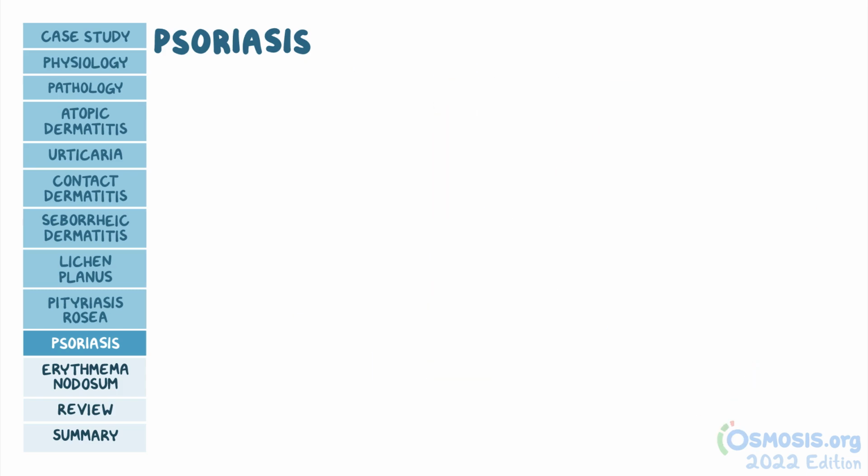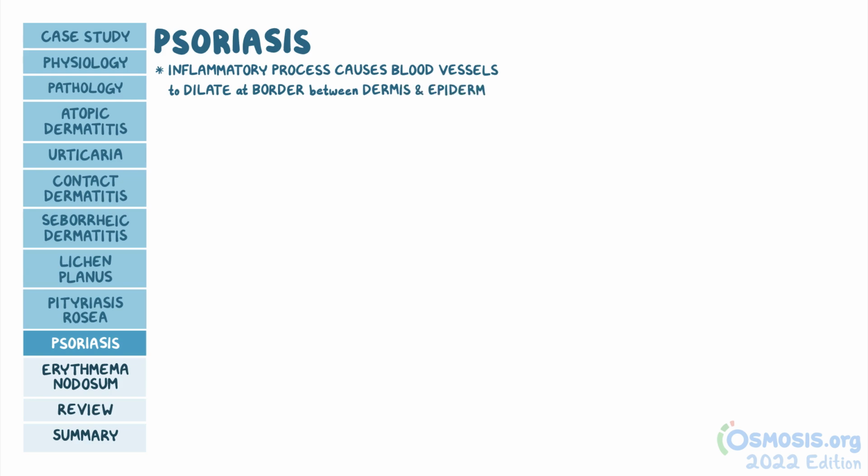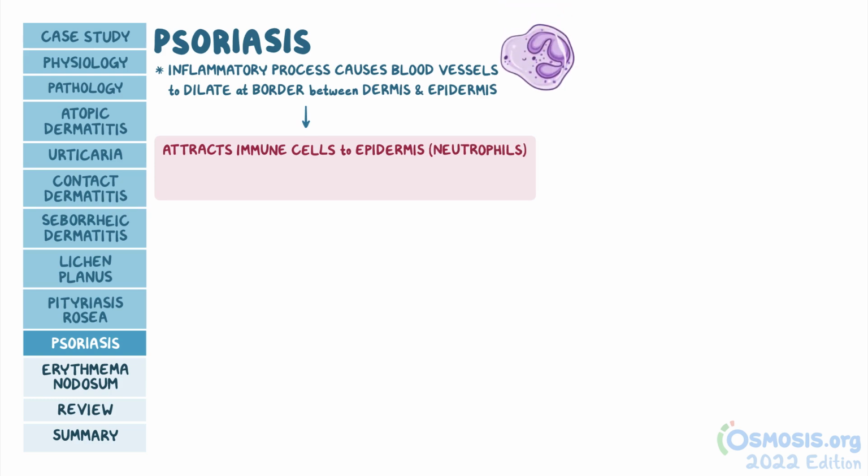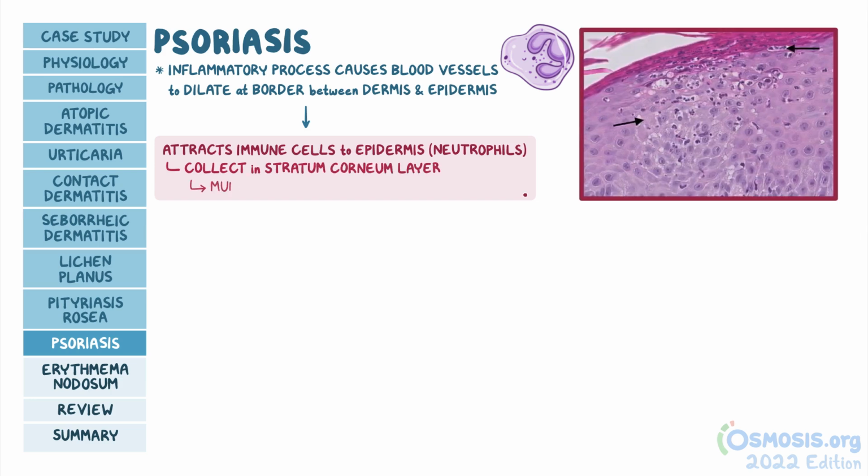Regardless of how the disease is triggered, there's an inflammatory process that causes the blood vessels to dilate, particularly at the border between the dermis and epidermis. This attracts more immune cells to the epidermis, particularly neutrophils, which collect in the superficial dermis or the stratum corneum layer, forming what's known as the Munro microabscesses.